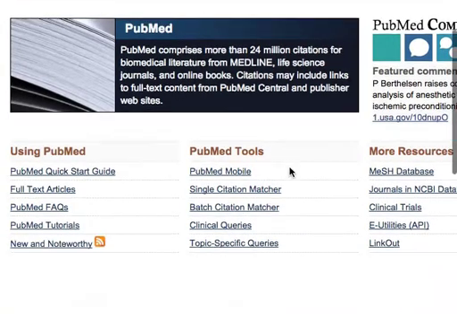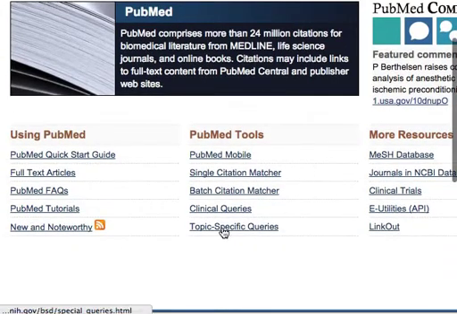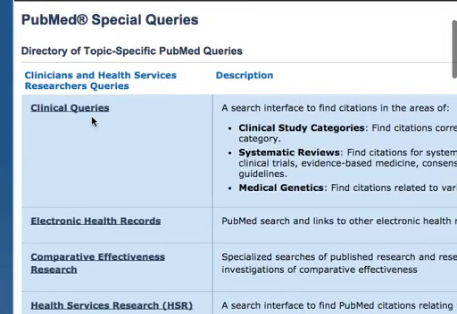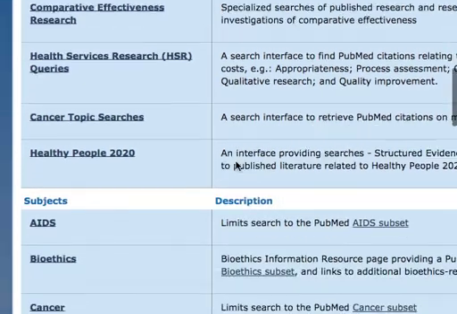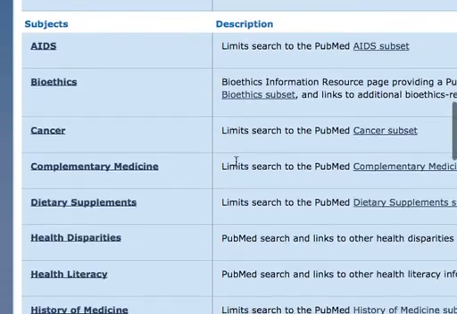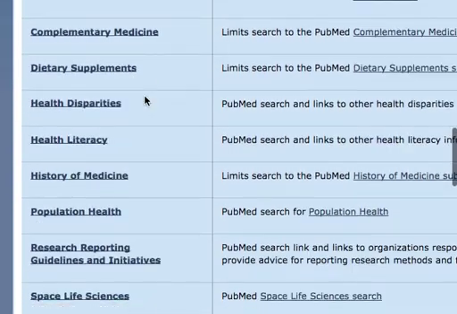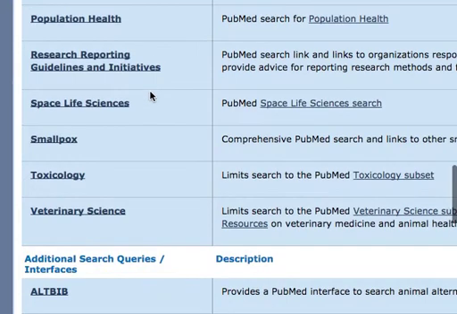The other thing you can do to limit your search in PubMed, and let me go back to the home screen, is that there are also topic-specific queries. So I'm going to click on that, and they hit on clinical queries again. But if you keep scrolling down, you'll see there are subject-specific searches we can run in PubMed that will limit our search to a very specific category. So if you meet someone who's doing research in any of these categories here, then you can use that particular set.